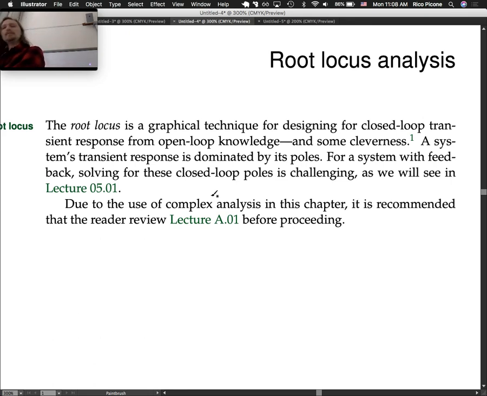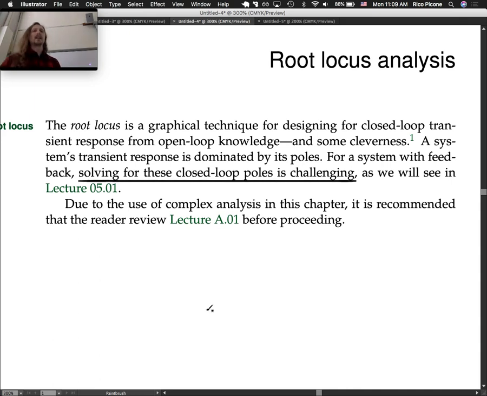Okay. So due to the use of complex analysis in this chapter, it is recommended that the reader review lecture A1 before proceeding. So that's what we're going to go through today. It's just a little bit of math background so that we're prepared to do the rest of this chapter. Now, I don't want us to lose sight of this, though. This is what we're going to come back to, that solving for these closed-loop poles is challenging.